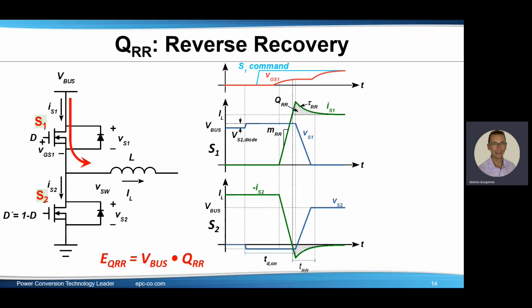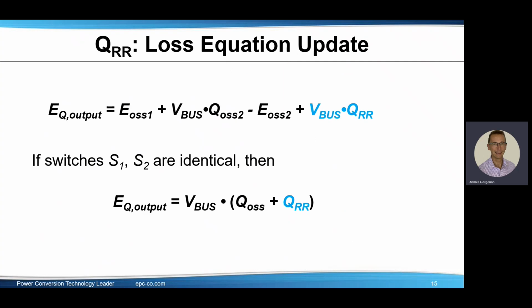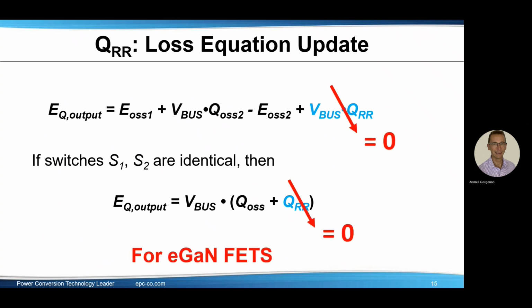And you can see that this is a very similar equation to the one for the COSS losses. So now we can combine the two and update the overall equation by adding the QRR losses. In this case also, when S1 and S2 are identical, which is common for inverter, motor drive inverter applications, this overall equation simplifies as V bus times the sum of QOSS plus QRR. And for GaN FETs, this further simplifies since QRR is actually 0.